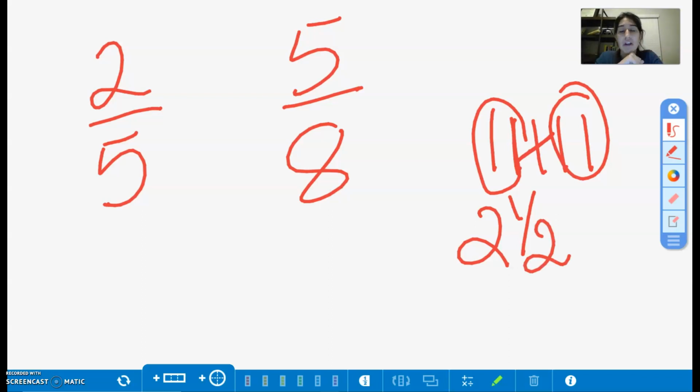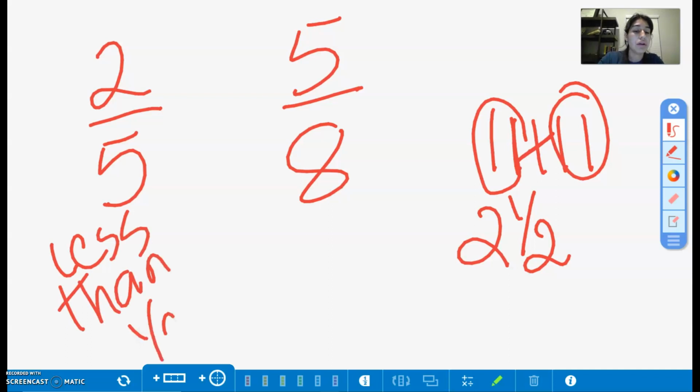So let's go back over to that fraction and look at it. Your denominator is 5. What is half of 5? Okay, we discovered that 2.5 is half of 5. So now we've got to look at our numerator and compare that to that 2.5. Is this 2 greater than 2.5 or less than 2.5? If you said less, you are correct. This 2 is less than 2.5. So this 2/5 is less than a half, because remember, half of 5 is 2.5. So we are going to put that this is less than 1/2.